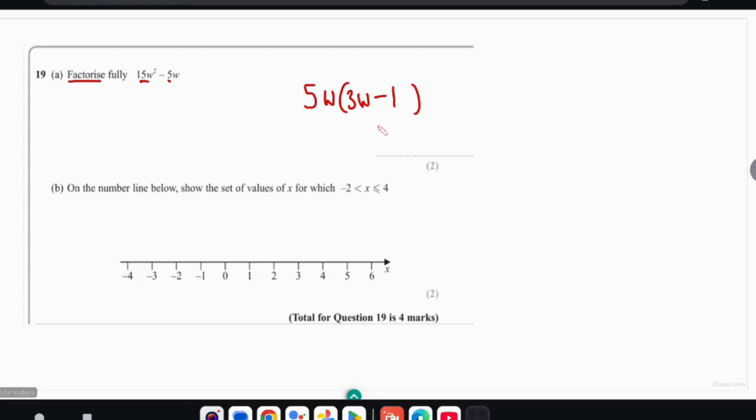On the number line, show the successive values of x, for which x is between minus 2 and 4. I need an open circle at minus 2. I need a closed circle at 4, because it's got an equals on it. And then just join them up together.